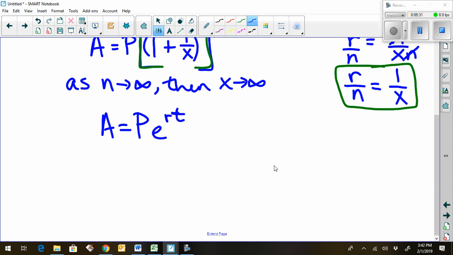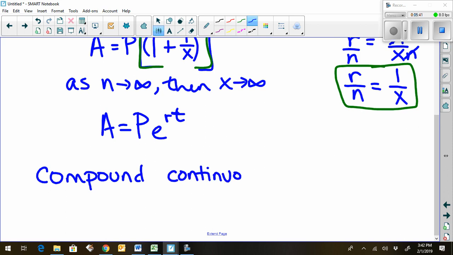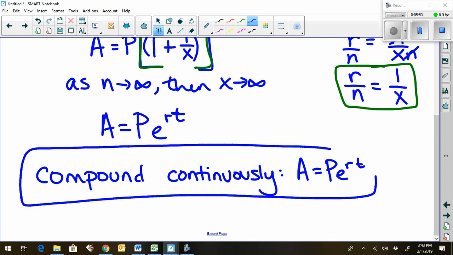So let's write that out. So compound continuously. When we do that, we use our new formula, which usually people refer to then as PERT. So put a box around that, and then we will use that in the upcoming days.